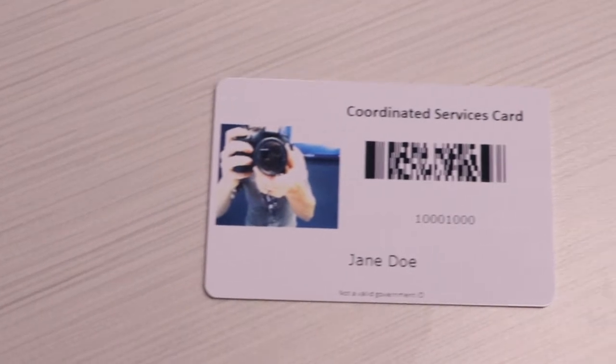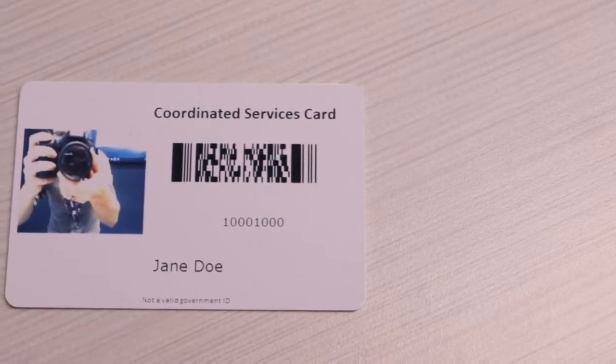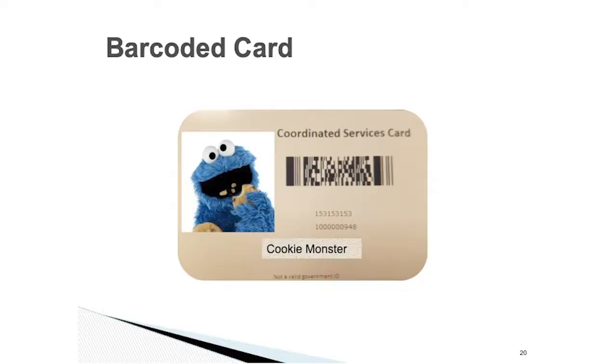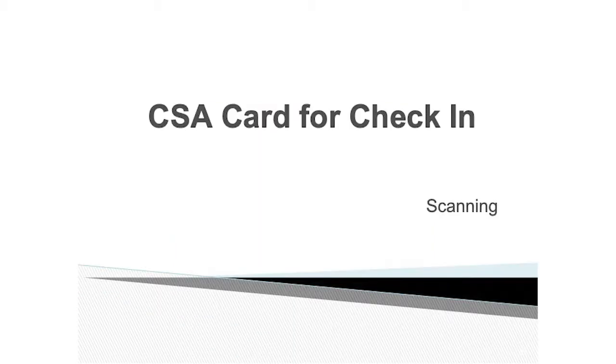This is what the card will look like. It will have the client's name and their ID number. As you can see, it says on the very bottom that this is not a valid government ID. We want to make sure that the clients understand that so that they are not trying to use it as such. So that is what we're going to do to create a card.